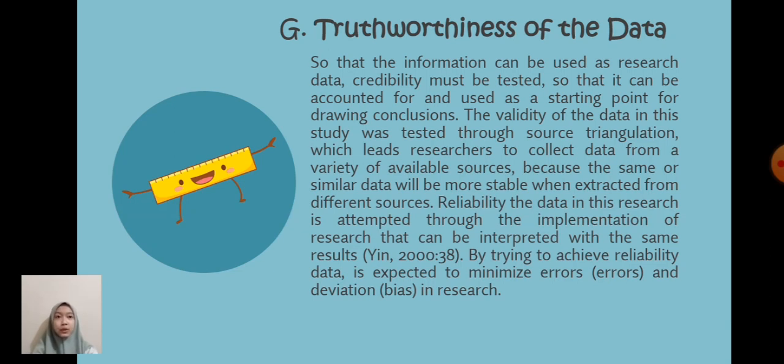And the next is trustworthiness of the data, so that the information can be used as research data. Credibility must be tested so that it can be accounted for and used as a starting point for drawing conclusions. The validity of the data in this study was tested through search triangulation, which leads researchers to collect data from a variety of available sources, because the same or similar data will be more stable when extracted from different sources.